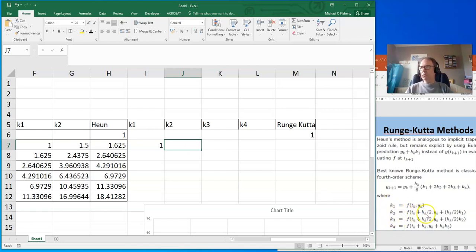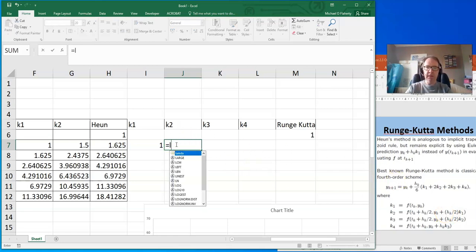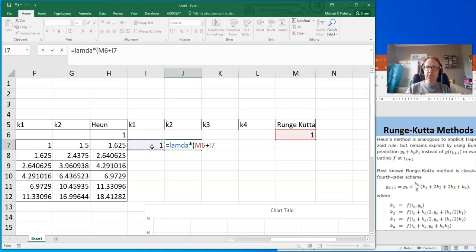The second one, k2, is equal to, we're evaluating the function lambda y at t plus h over 2, so halfway through the time step. And our value of y is y plus k1 times h over 2. So we use an improved value of y to calculate lambda y. So lambda times that previous value of y plus the slope we just calculated, k1, times h over 2.